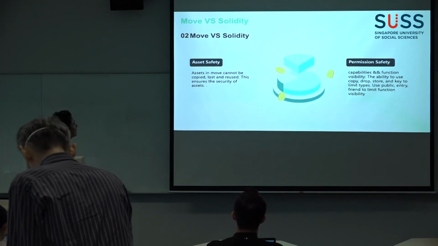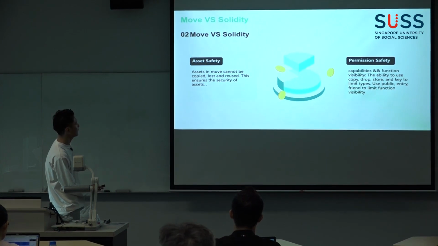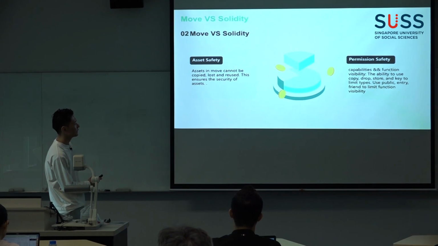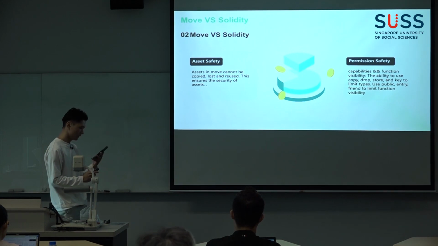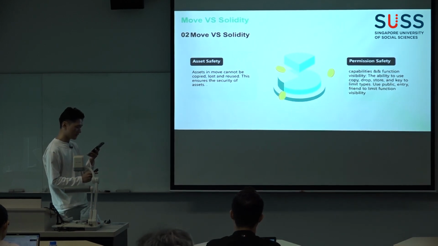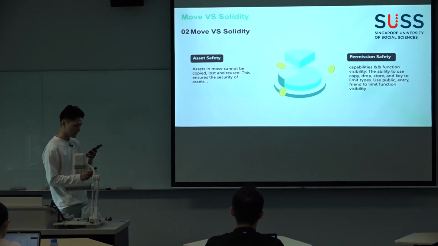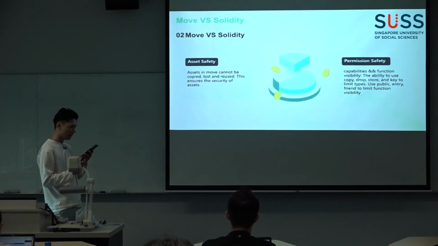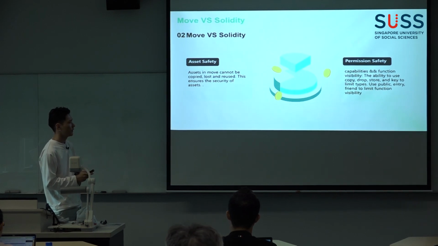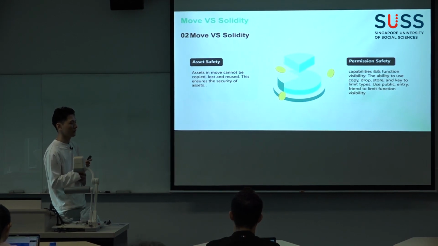The second part is Move versus Solidity. So what are the differences? First is asset safety. Assets in Move cannot be copied, lost, or reused. This ensures the security of assets. In Solidity, assets are defined in the form of values, which can be copied and reused, which gives assets certain risks, such as re-entrancy attacks when assets are being reused, and infinite incremental issuing of assets. And also integer overflow and underflow, which can arbitrarily modify the asset amount.